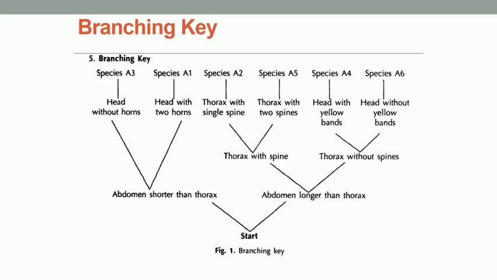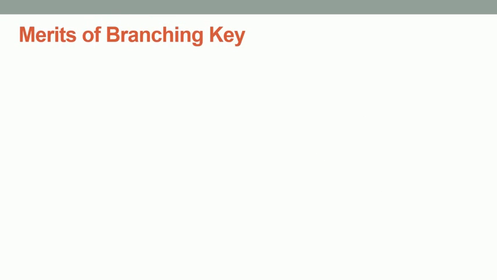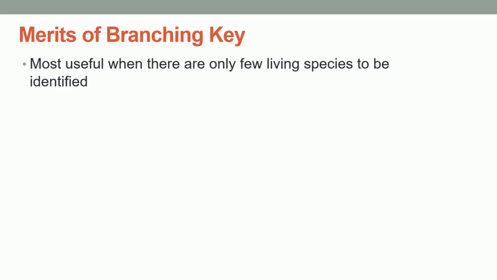So this is how, with the help of a simple branching type of key, you can easily identify the given specimens of unknown organisms. So now, what are the merits of this branching key? First of all, this key has the advantage that couplets are composed of alternatives.